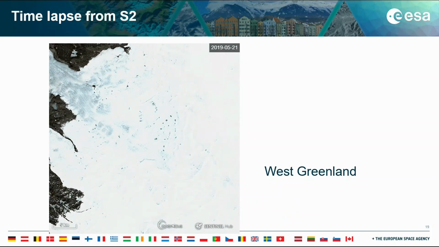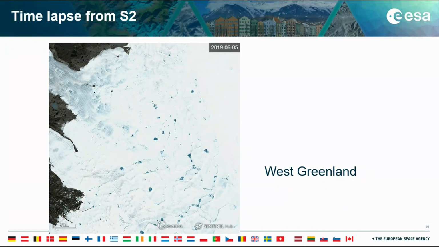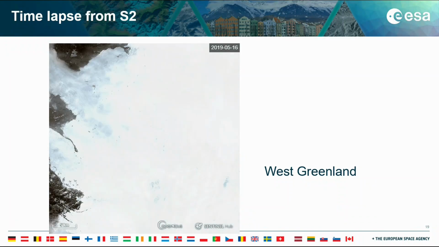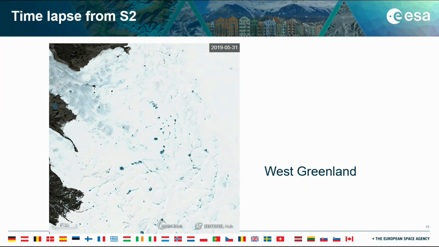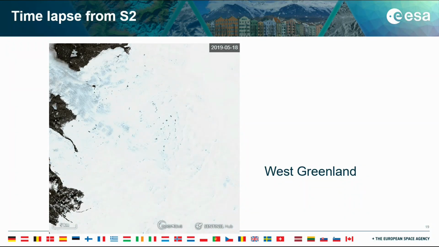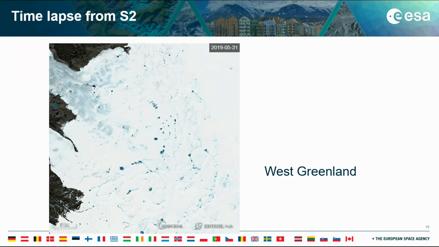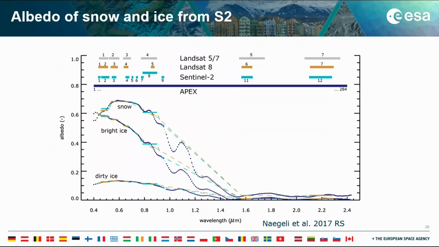In West Greenland, we have a similar situation when the melting starts. We have this formation of the supraglacial lake, and with Sentinel-2 we can monitor them very nicely because of the higher temporal resolution of Sentinel-2 in the Arctic. Unfortunately, it's not the same for Antarctica, where the orbits are not overlapping as nicely.